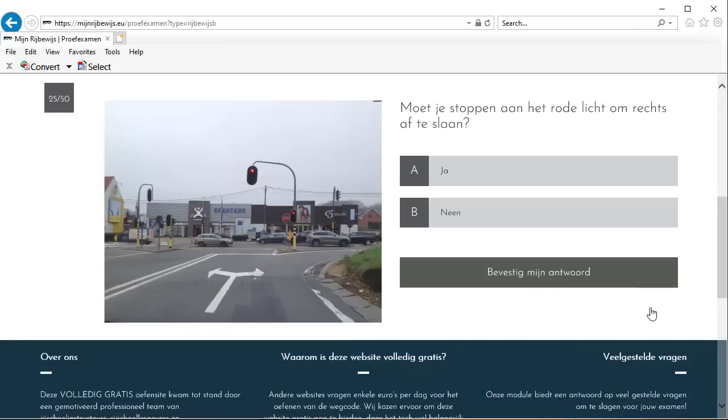Must you, or is it compulsory, to stop at this red light to turn right? Option A is yes, option B is no. The right answer is no, because this red light, as you can see, if you are turning right, will be towards your left. So something that is towards your left, you don't have to consider. If there was a red light here also, then you should have stopped. But you just pay attention to the signals that are on your right. So the answer for this is no.